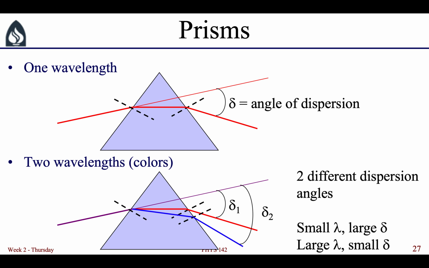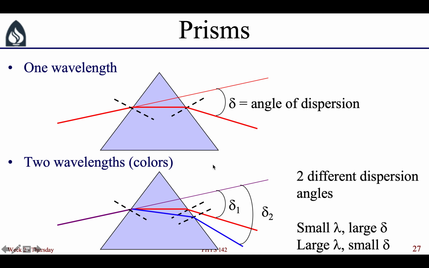So if we look at how one wavelength travels through a prism, the wavelength will encounter the boundary between the prism and the air, and it will be bent towards the normal. Then as the light exits, it's bent away from the normal, which actually ends up bending the light still further. If we look at the angle between the direction that the light was originally going and the direction that the light is emerging from the prism, this is known as the angle of dispersion.